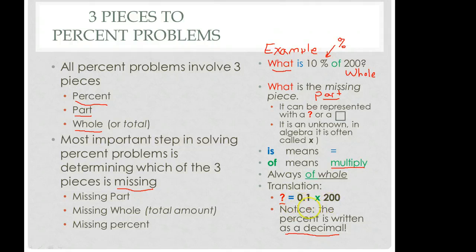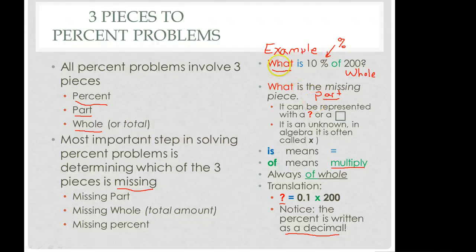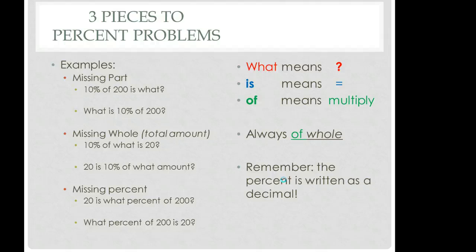Okay, so now let's do this calculation in our calculators quickly. I want to do 0.1 times 200, and that equals 20. So 10% of 200 is 20. 20 is 10% of 200. Because I just did 0.1 times 200, which gives me 20. All right, so let's write these things down.